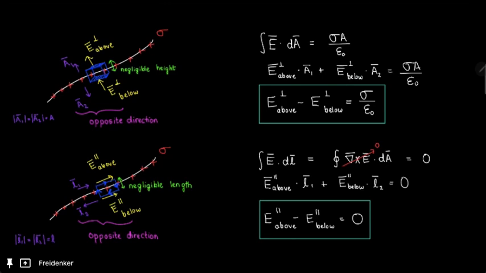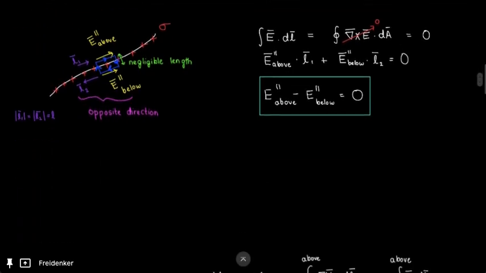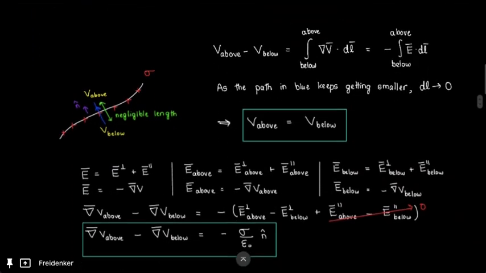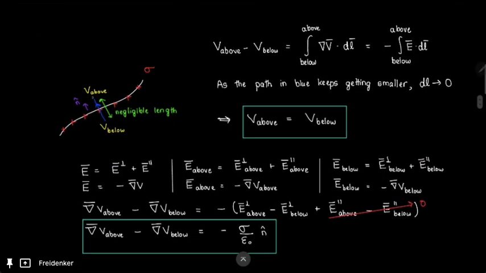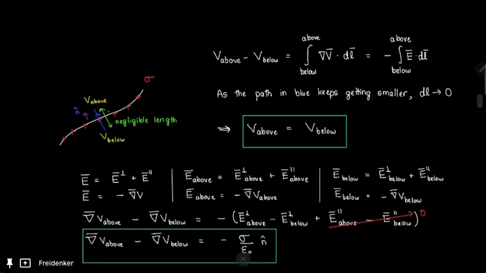We can extend the same discussion to potentials, potential above and below. So at this point, there is potential V above. At this point, there is potential V below. There is some blue line joining these two points, and I'm telling you the length of that path, this line, is negligible. So that means I'm finding V above, just above this surface charge distribution. I'm trying to find V below, just below this surface charge distribution, just above and just below. That's why this is of negligible length.